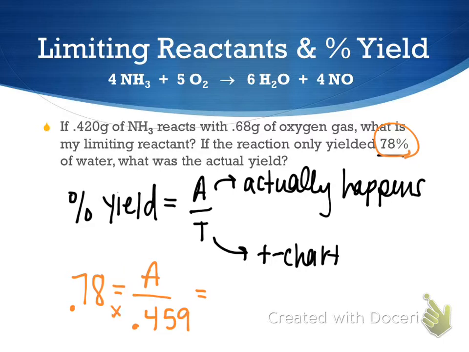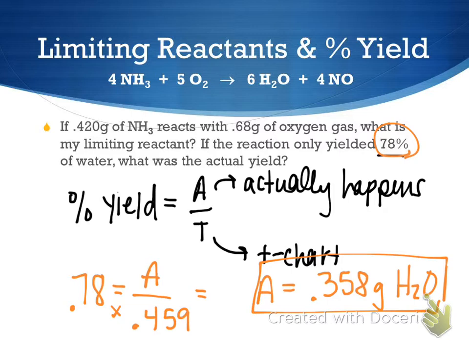So to solve for our actual yield here, we need to get A by itself, right? So we just multiply these two together. So we'd say 0.78 times 0.459, and that means our actual yield was 0.358 grams of water. Okay, so that means in the lab setting, when we tested it, we only got out 78% of what we should have had, and that means our actual yield was 0.358 grams.